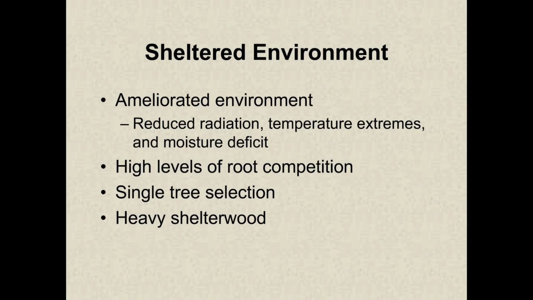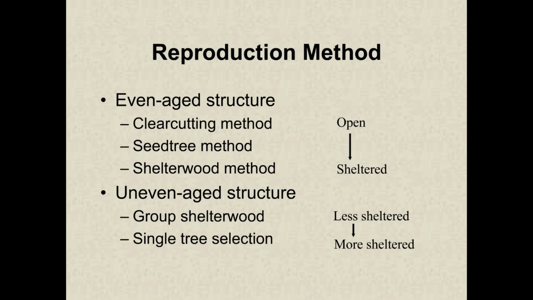The most extreme or the most sheltered would be if you're just doing a single tree selection, you're kind of in there plucking around. A little less extreme than that is kind of a heavier shelterwood, where you're leaving a lot of overstory. Okay, and then you can kind of relate that to structure as well. If you want to maintain an even age structure, and even age can really mean two ages in there. So clear cutting is your most open, then seed tree, then shelterwood. Seed tree is just you're leaving even less. You're doing a shelterwood from an open to shelter gradient. Uneven age structure, the group tends to be less sheltered than just doing single trees or very, very small groups.